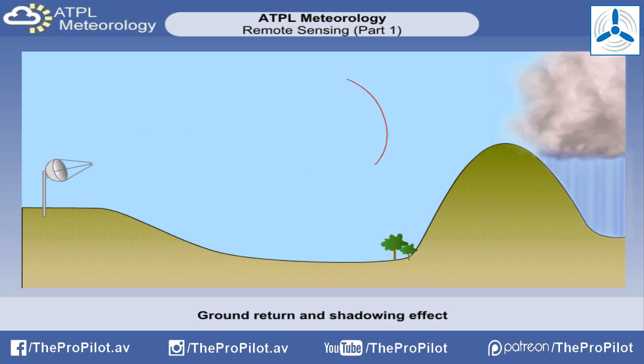The most common return from the radar is reflection from the ground. But since the ground is a stationary object, it's relatively simple to eliminate these ground echoes from the radar picture. However, precipitation may be falling in the shadow of some high ground, which cannot be seen by the radar.